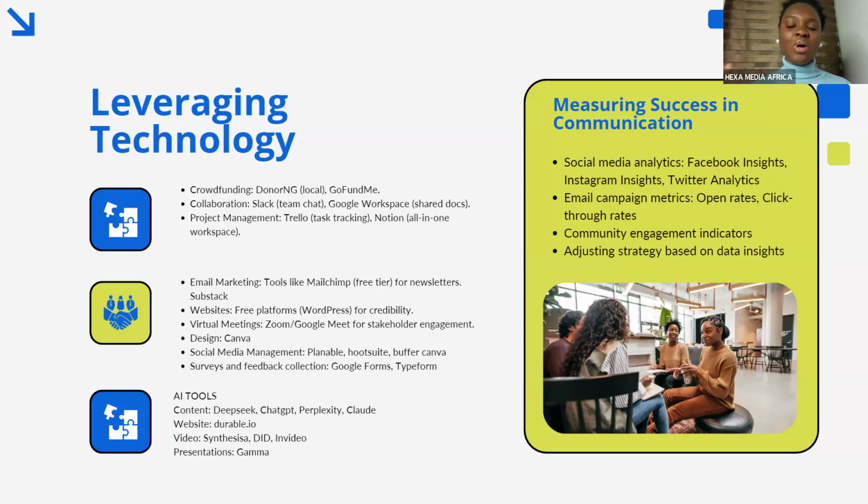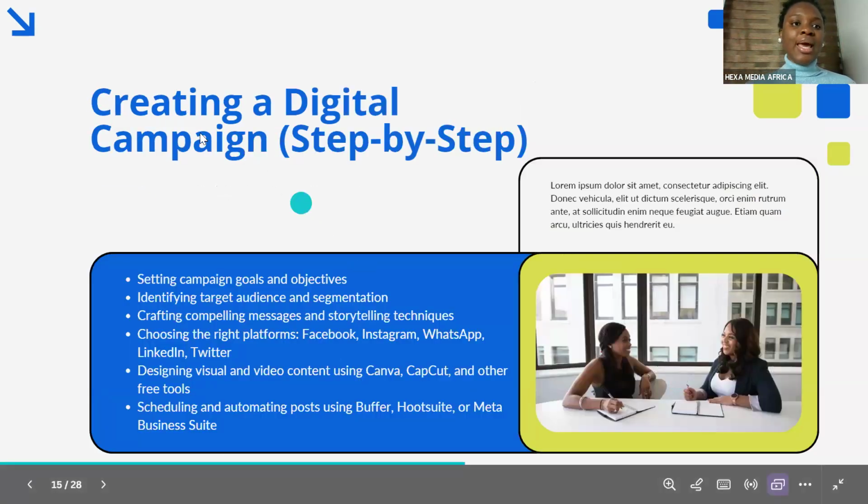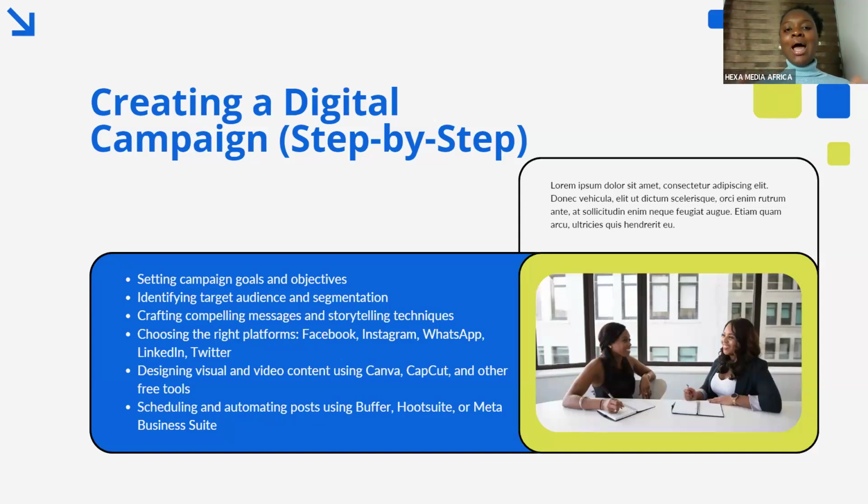For emails, we also have the same thing, and so many different measurement tools, but this will be based on the platform. It is important that you are able to measure at least every quarter, so that you are able to tweak your strategy and your plan to make things better and adjust it based off on the data that you have gotten. And finally, we're going to be looking at creating a digital campaign.